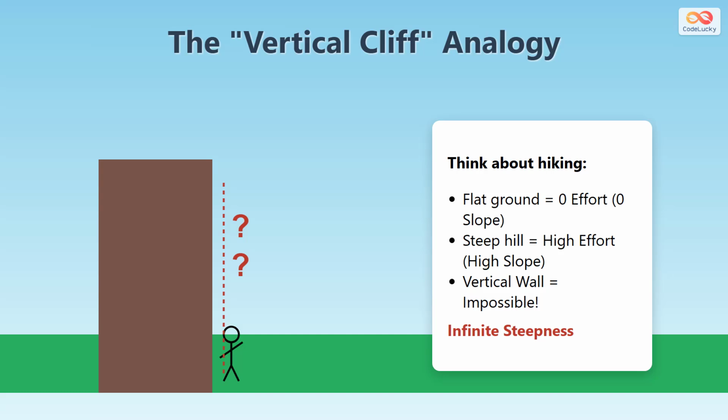Imagine hiking. A flat road has 0 slope and takes 0 effort. A steep hill has a high slope, but a vertical cliff, you cannot hike it. It is like a wall. The steepness is essentially infinite, which is another way to understand why the slope value cannot be defined by a standard number.